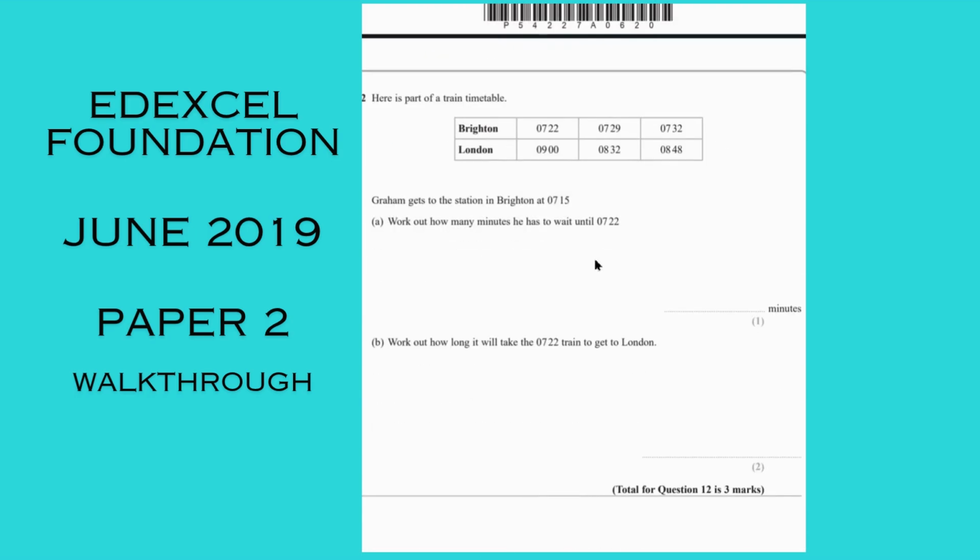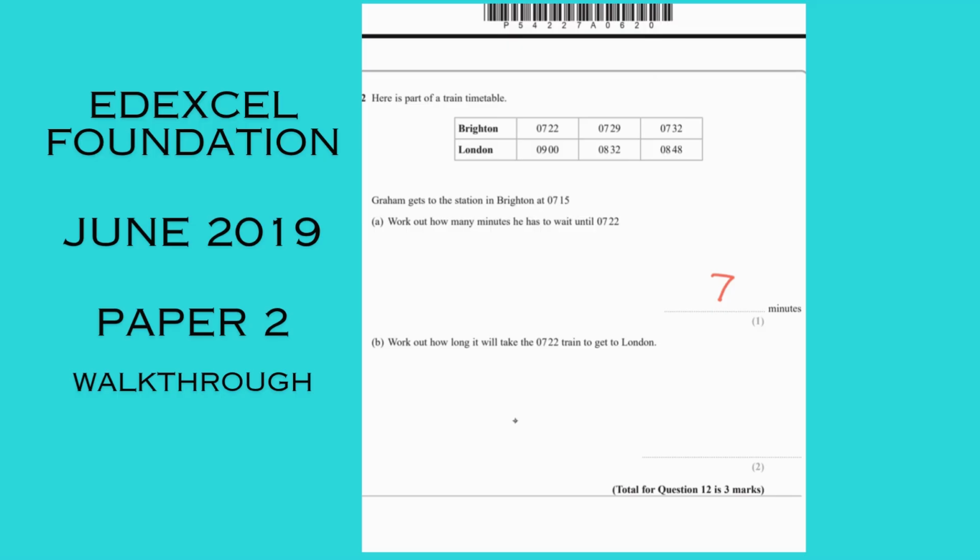Number 12, onto some timetables questions. Graham gets to the station in Brighton at 7:15, and the train is at 7:22. So from 15 past to 22 past, do a subtraction if you need to, or a count on, but there's 7 minutes spare. Time is always a weird one. Don't be tempted to pick up your calculator.